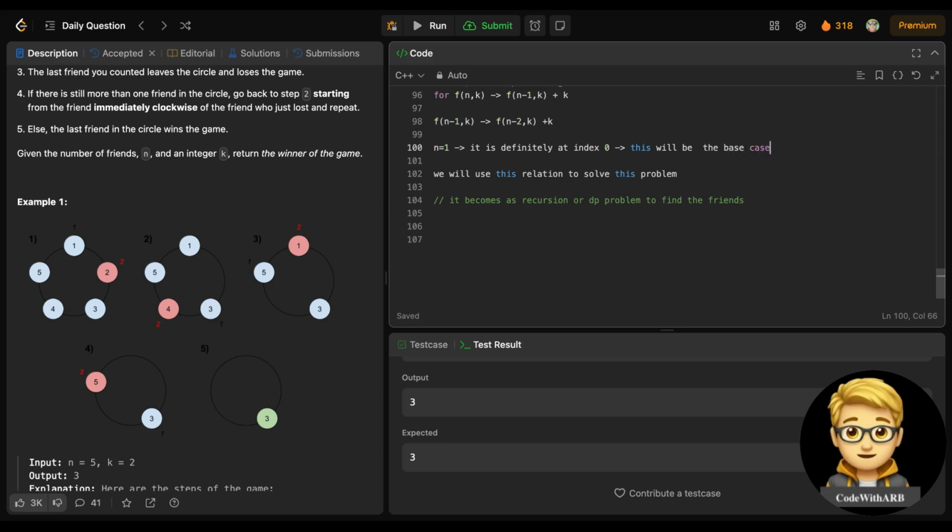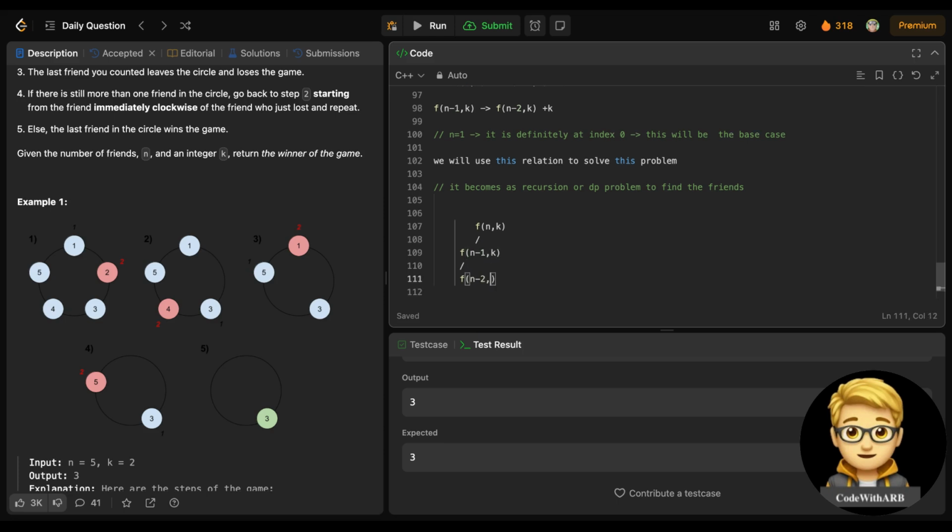So what we will do, we will just use a basic recursion function, right? So how will this happen? This will go like this: f(n, k) will move to f(n-1, k), so again this will move to f(n-2, k), like this, right? Something like that. So it is just a 1D array to solve this problem.